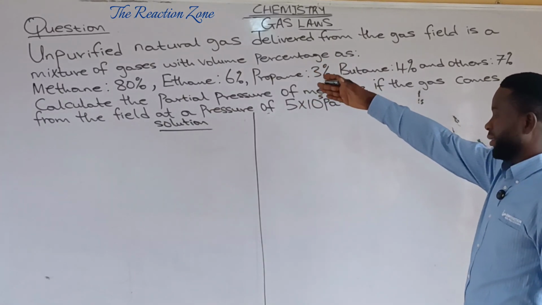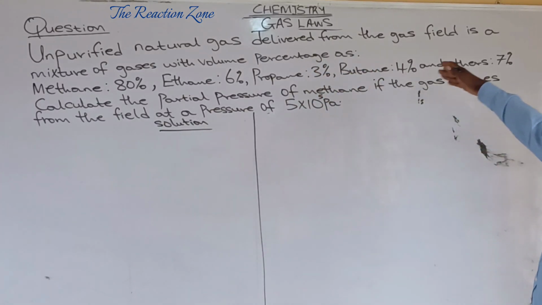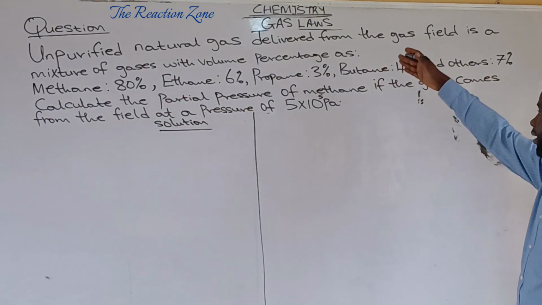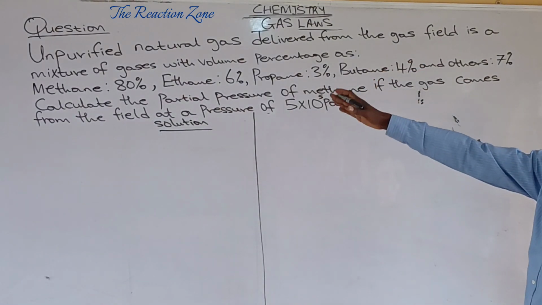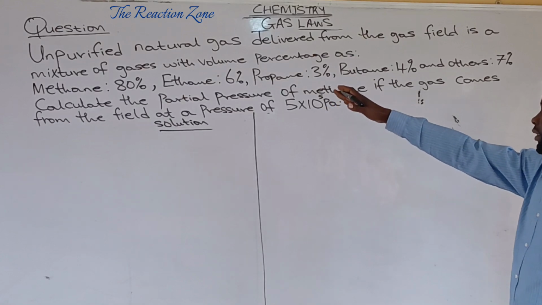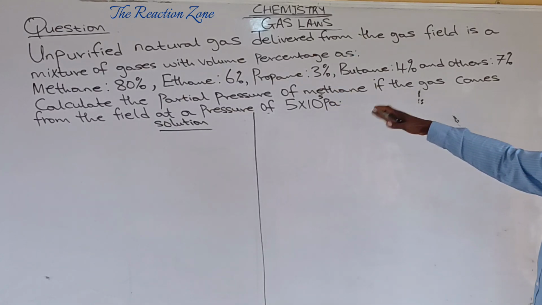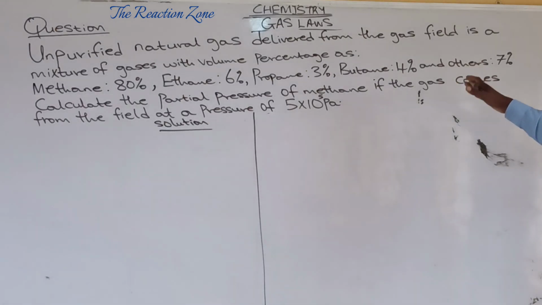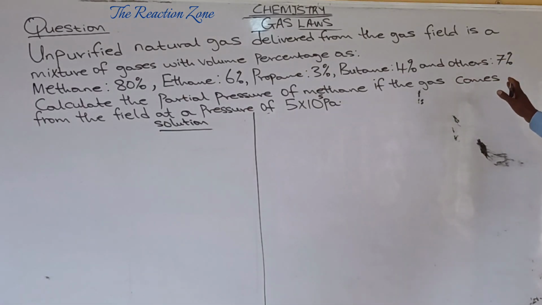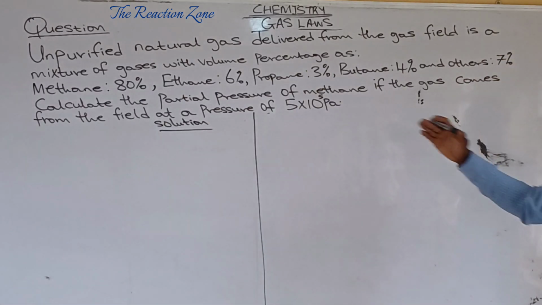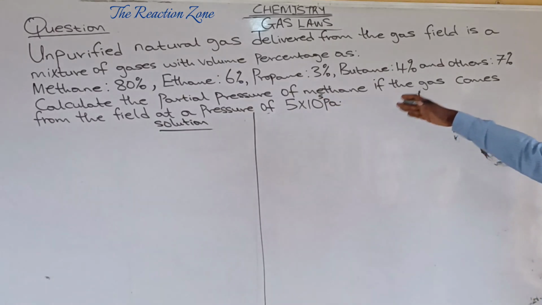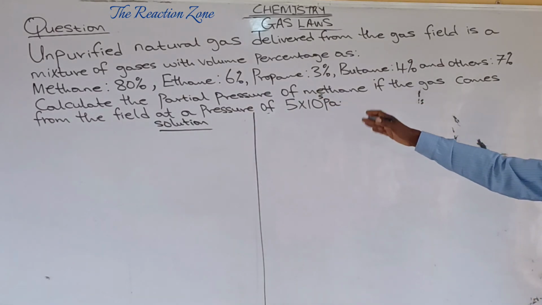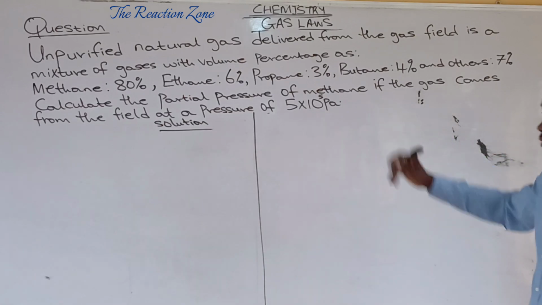Unpurified natural gas delivered from the gas field is a mixture of gases with volume percentage as methane 80%, ethane 6%, propane 3%, butane 4%, and others 7%. Calculate the partial pressure of methane if the gas comes from the field at a pressure of 5 times 10 raised to the power 5 Pascal.